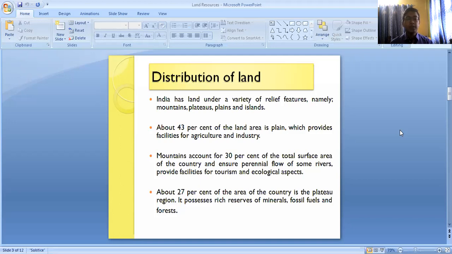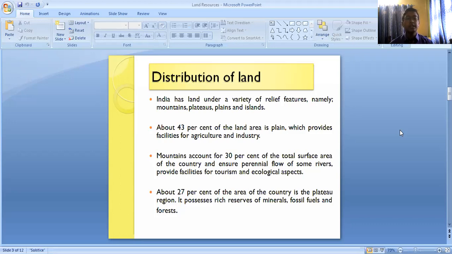Here you can see that India has land under a variety of relief features, namely the mountains, the plateaus, the plains, and the islands. Our country, the 7th largest in the world, has this 3.28 million square kilometer of land distributed in the form of mountains, plateaus, plains, islands, coastal plains, deserts, and so on. But most of the land resources of our country are found in the form of mountains, plateaus, as well as plains.